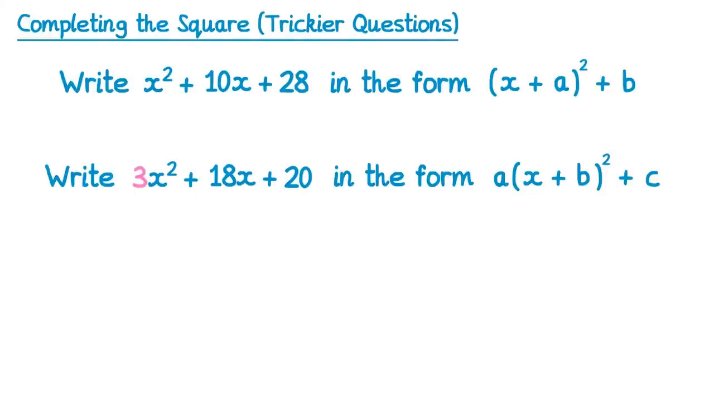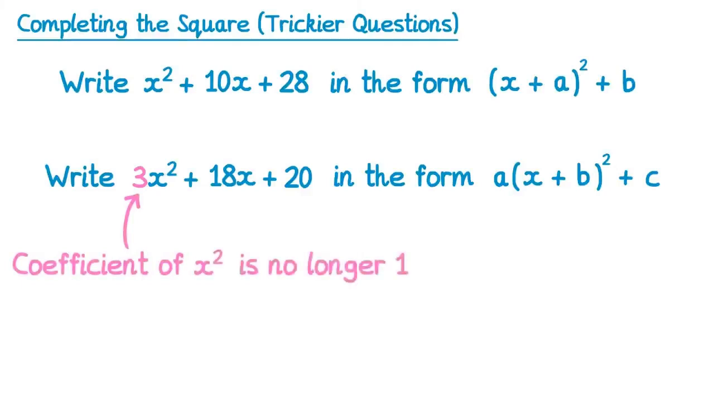This is known as the coefficient of x squared. In the last video the coefficient of x squared was always 1, so it just said x squared. But this time there'll be a number in front of it. So the coefficient of x squared is no longer 1.